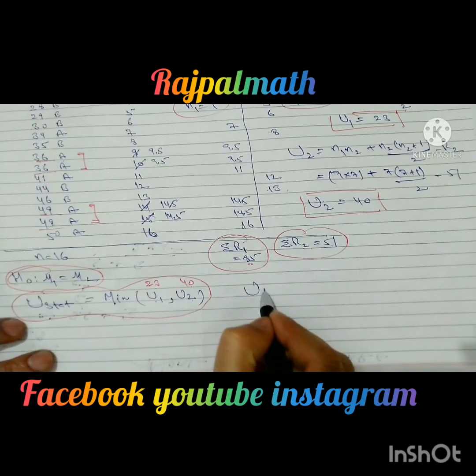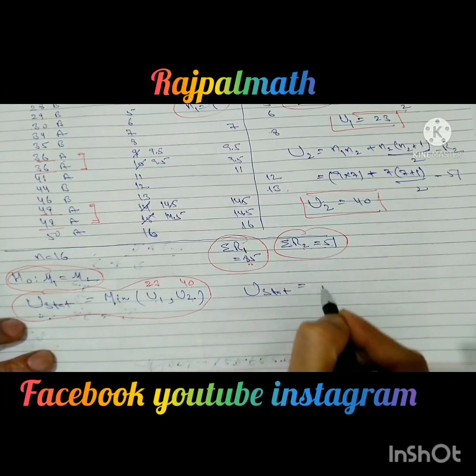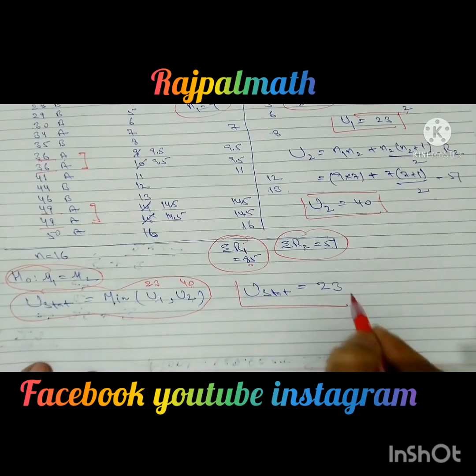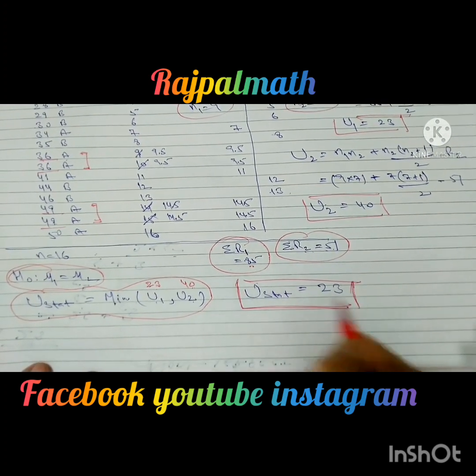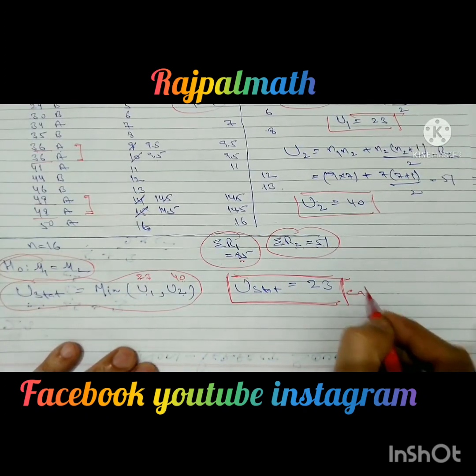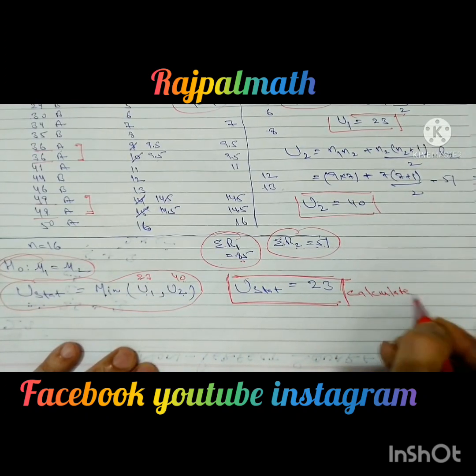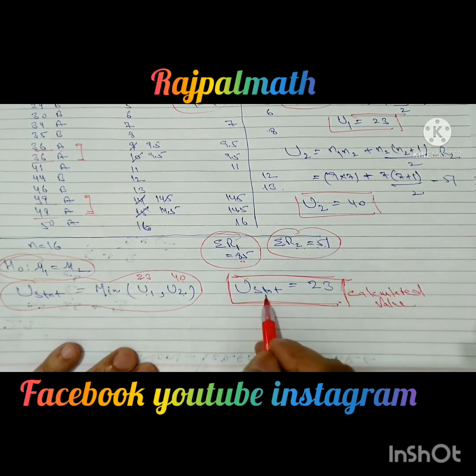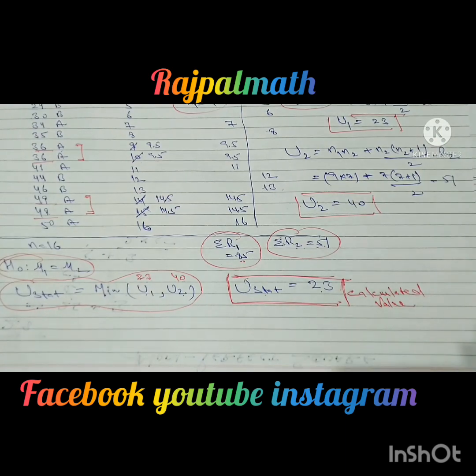Therefore, the calculated value of the U test is 23, the minimum of U1 and U2. Therefore, the calculated value of U stat, meaning the Mann Whitney U test, is 23.